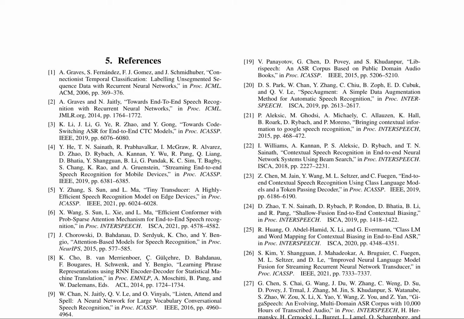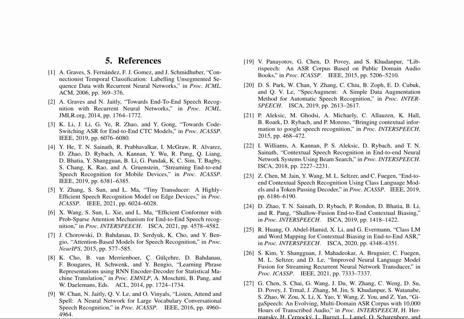In the realm of speech recognition, end-to-end contextual models have emerged as a promising approach. These models leverage the capabilities of neural networks to transcribe speech directly from audio signals without the need for handcrafted pronunciation dictionaries or language models. A key component in these models is the connectionist temporal classification (CTC) loss function, which allows for unsegmented sequence data to be labeled using recurrent neural networks.